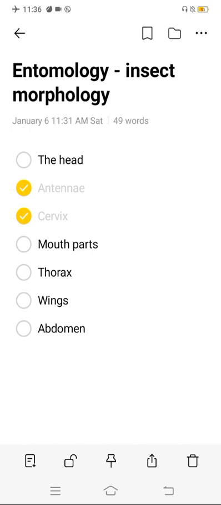The setaceous antennae. The flagellum looks like a bristle due to gradual reduction in the size of the segments. For example, Odonata. Setaceous. Then the filiform antennae. The flagellum appears as a thread-like structure made up of uniformly thin segments. For example, Blattidae.